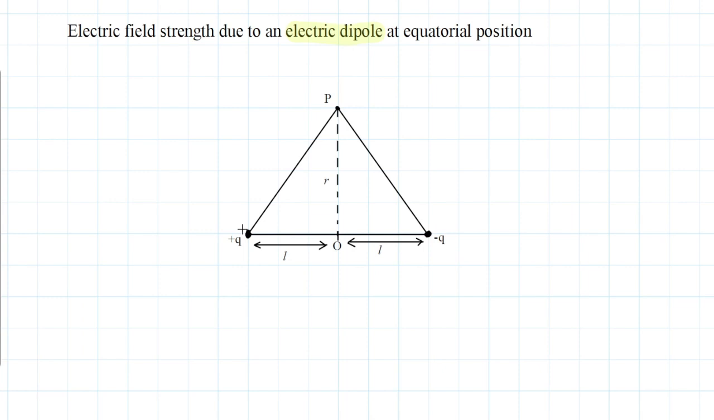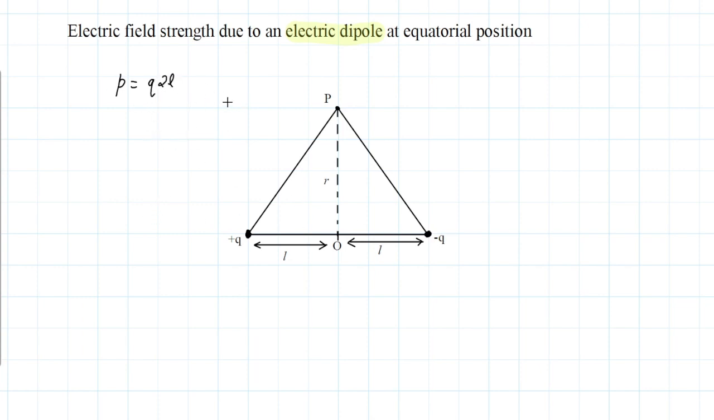In this case, the distance will be 2L, because from the center it is L and again L out here, so the total distance is 2L. That configuration is an electric dipole. The strength of an electric dipole is always given by the electric dipole moment, which can be mathematically defined as the product of either of the charges, so you can take any one magnitude, and the distance between them.